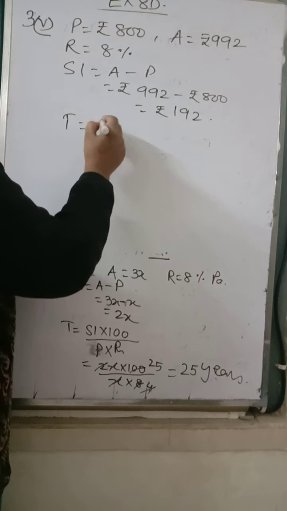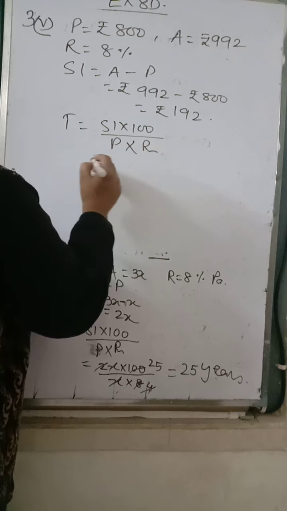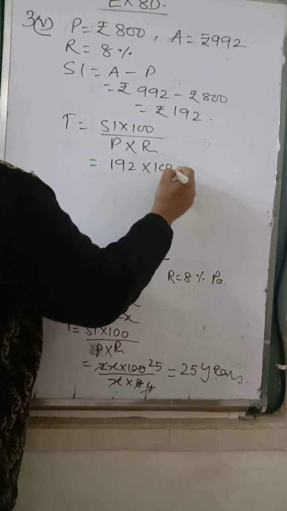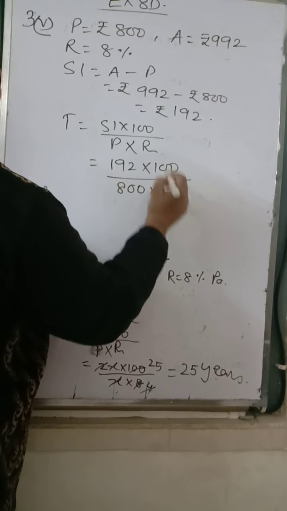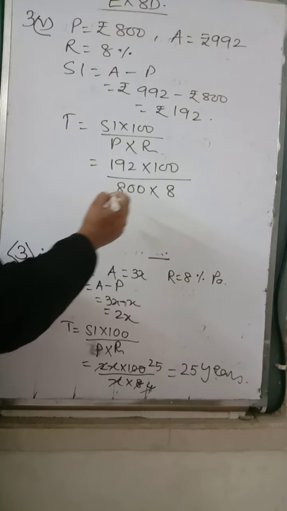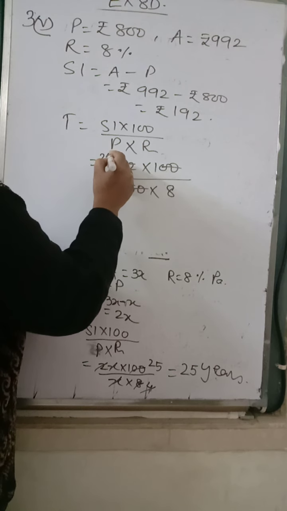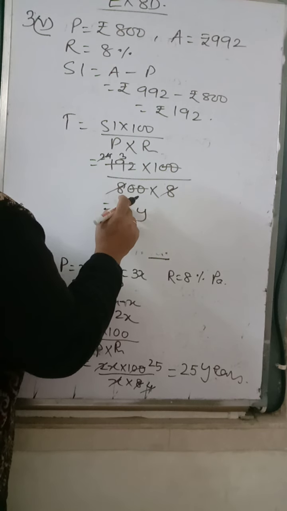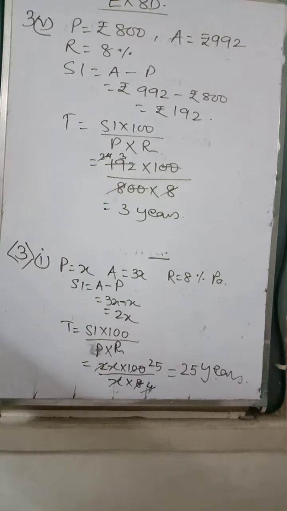So time is equal to SI into 100 by P into R. SI we have rupees 192 into 100. Principal we had rupees 800 into rate we had 8%. Now zeros cancelled. 8 2s are 16, 4s are 32, 8 3s are 24. So 3 years. This will be the time for question number 3, Roman number 5.